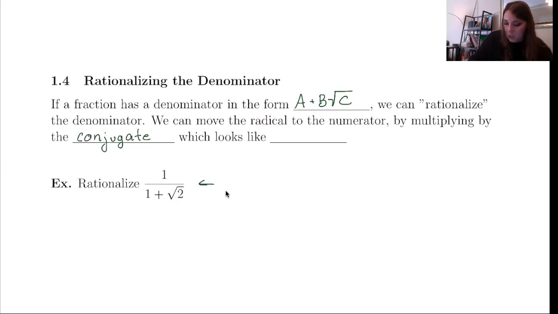All right, and that conjugate, all that's happening is I change the sign that's in there. So that's an addition, so the conjugate is going to be a minus b square root of c. So if it was a plus b square root of c, the conjugate is a minus b square root of c. And this only works with square roots, okay?